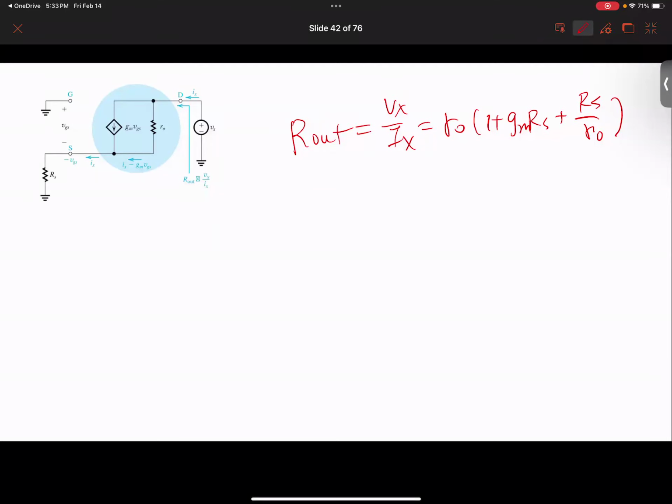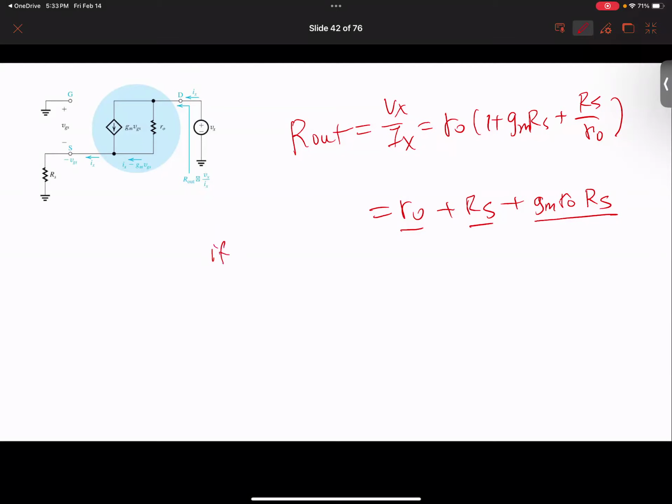In this example, if we multiply Ro to the inside, we'll get Ro plus Rs plus Gm Ro times Rs. We get three terms. Now this is a fairly simple output resistance. But the thing that we want to understand is that you have Ro, you have Rs, and then you have Gm Ro times Rs.